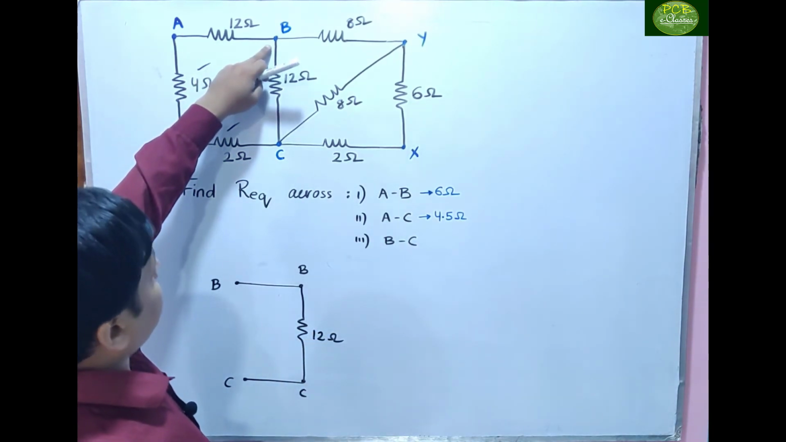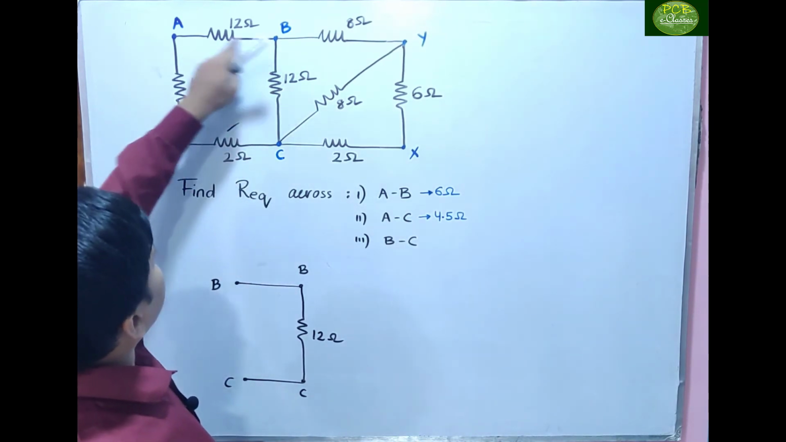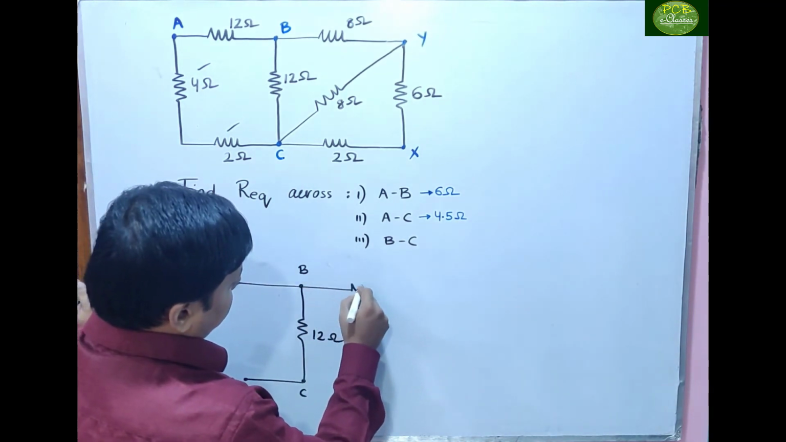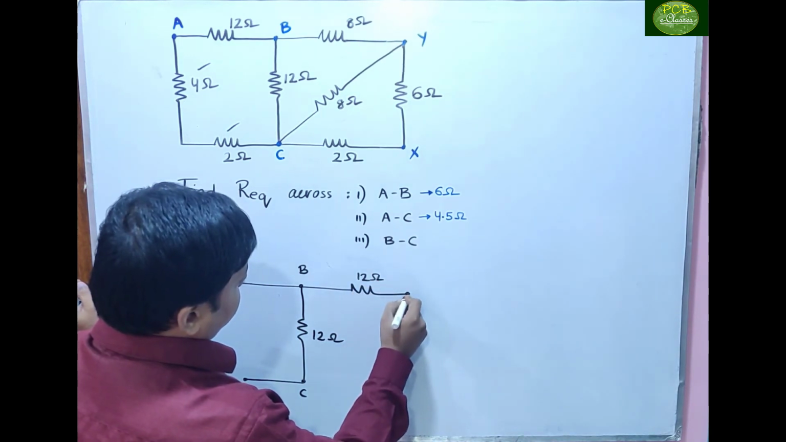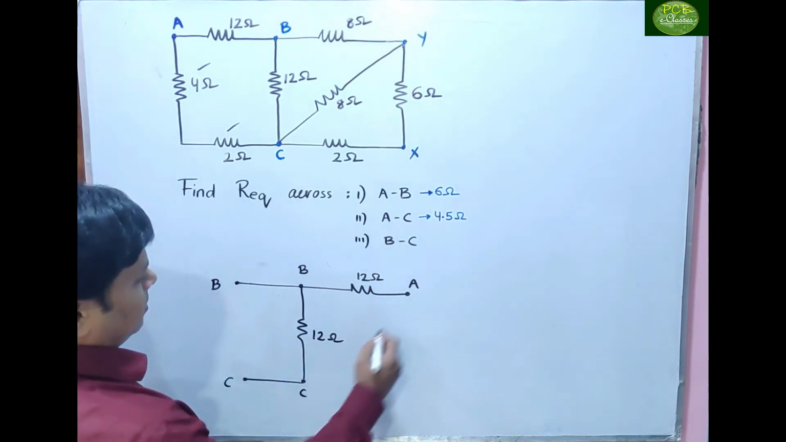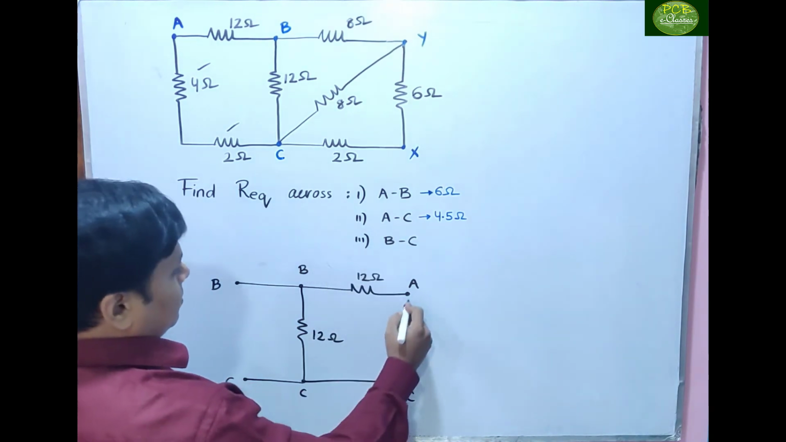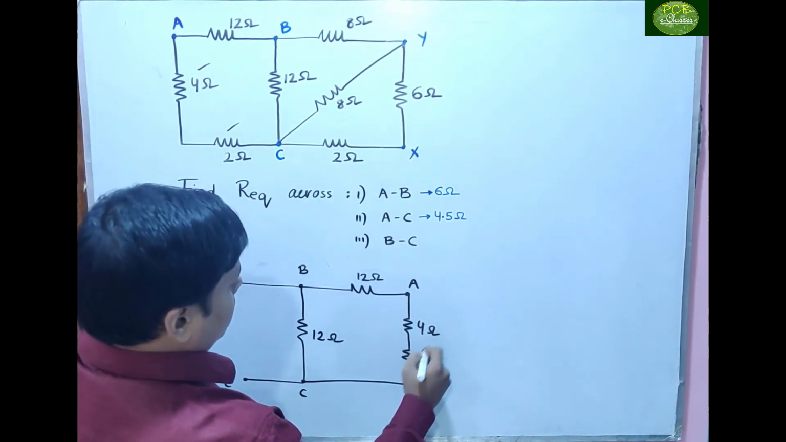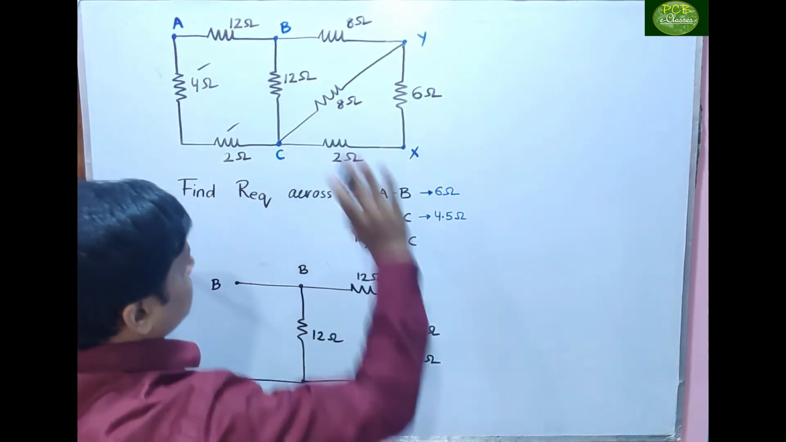Next, B to A, what is there? 12 ohm. So I am taking this one as 12 ohm, that is B to A. Next, A to C, what is there? Let's take this one as C. A to C, that is 4 ohm and 2 ohm. This part is over, this 12 ohm is over.